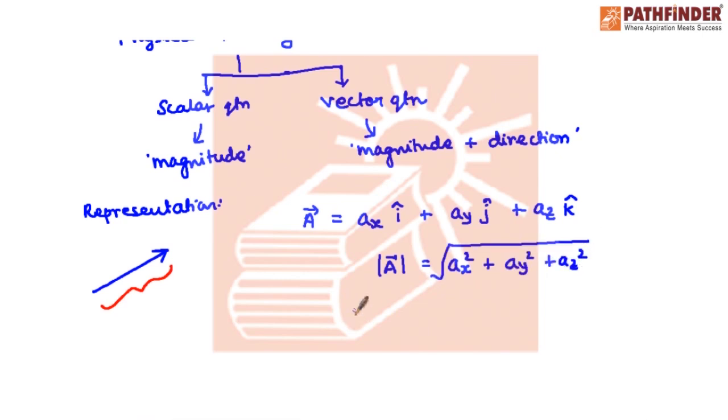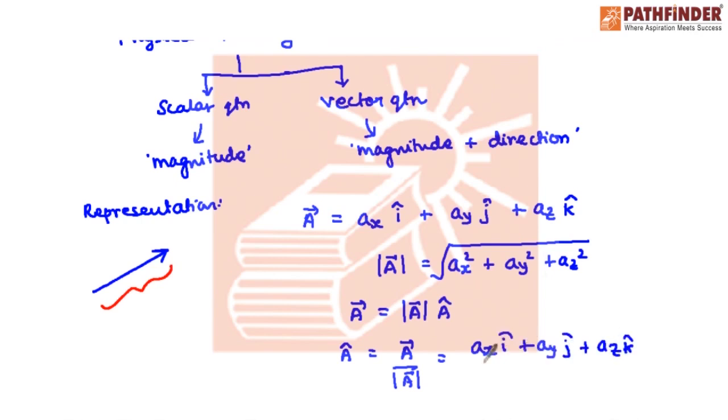And since a vector is written in terms of a magnitude and a direction, we can also calculate the unit vector in the direction of a vector. So the unit vector in the direction of A vector can be written as ax i cap + ay j cap + az k cap divided by its magnitude, which is the square root of ax square plus ay square plus az square.